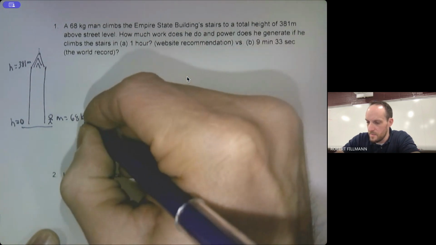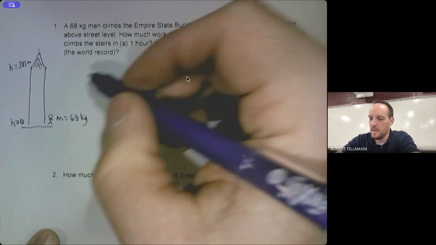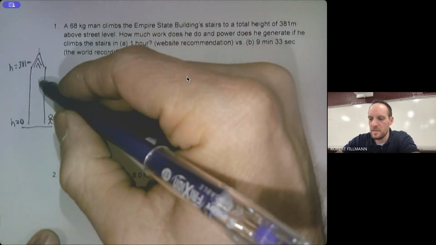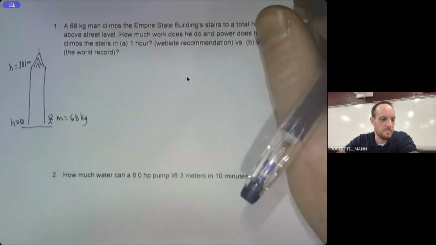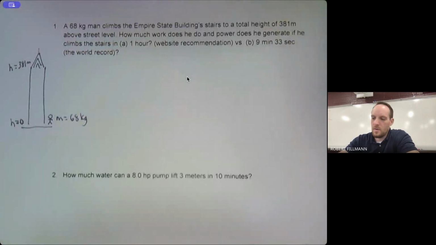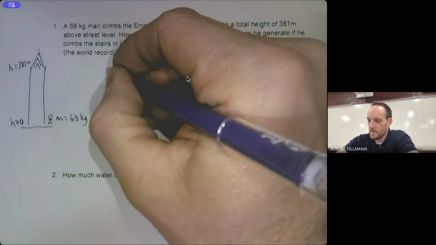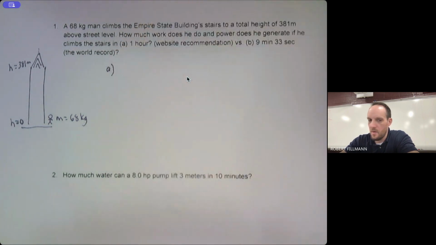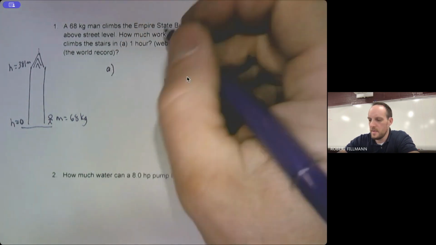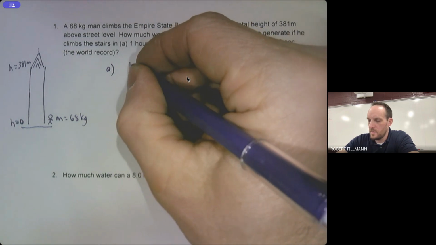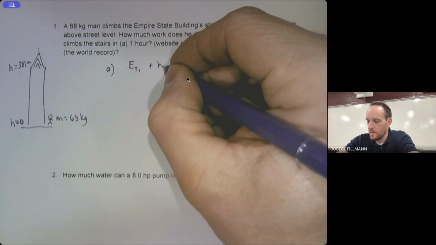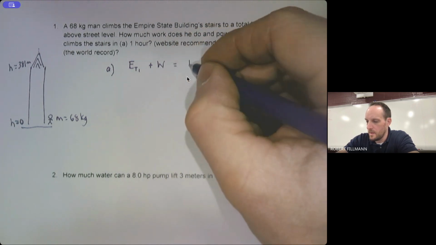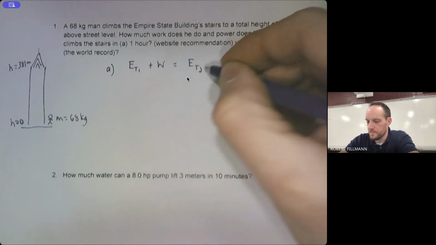And this fellow is going to climb the building. And he may climb back and forth, left and right, but he's going to work his way up to the top of the building. He's going to be gaining some potential energy as he goes up. Okay. So how much work does it take for him to get up to the top of this building? So for part A, he's going to do it in an hour, and we've got to find the work and the power that he generates. So to find the work, I'll use my energy conservation equation. We'll look at the energy he starts with, we'll look at the work that's done to him, and then the energy he ends with.